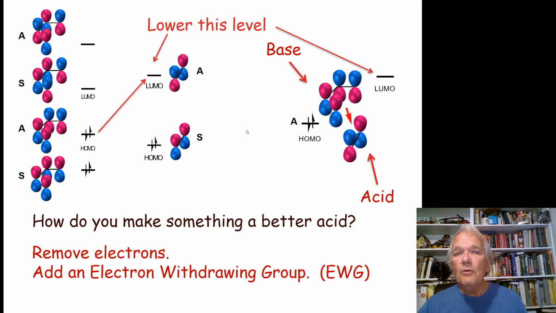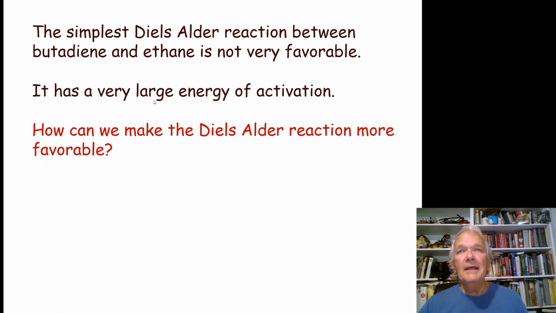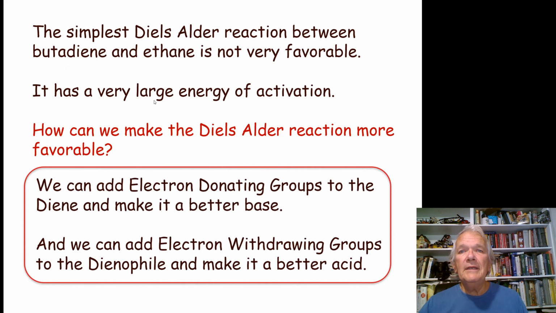So we want to remove electrons. We want an electron withdrawing group. Now it says remove electrons. There's no electrons in that orbital, but there will be once they're promoted. And so we're lowering the potential for electrons, if you will. Now, so we need electron donating groups on the diene, and we need electron withdrawing groups on the dienophile.